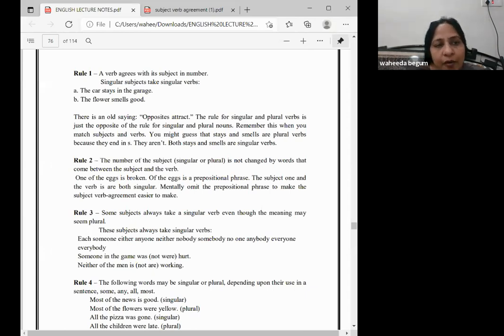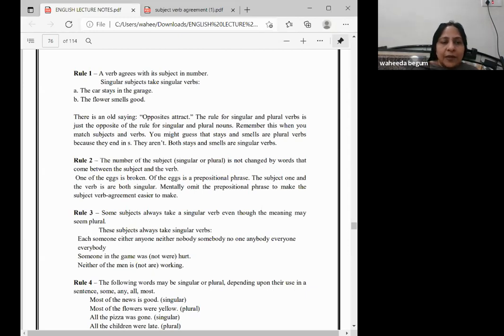So the verb over here is added by s. The flower smells good. If you want to change it to plural, the flowers smell good. You have to always remember this rule. There is an old saying that opposites attract. The rule for singular and plural verbs is also like that: the opposite of the rule for singular and plural nouns.